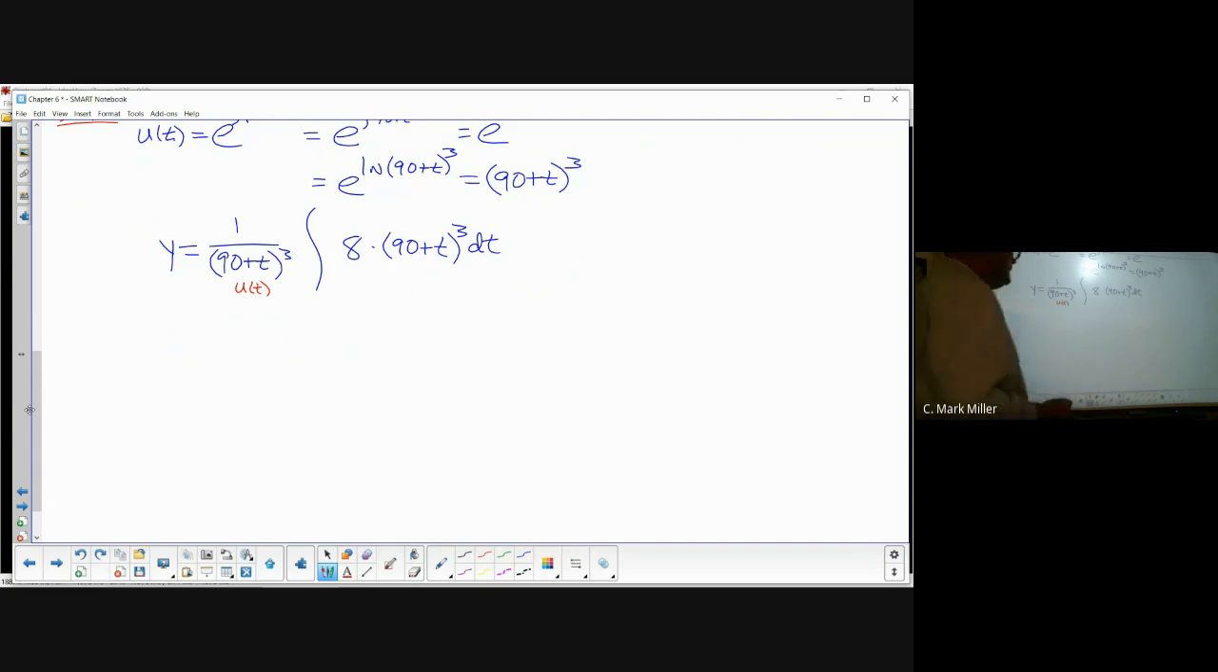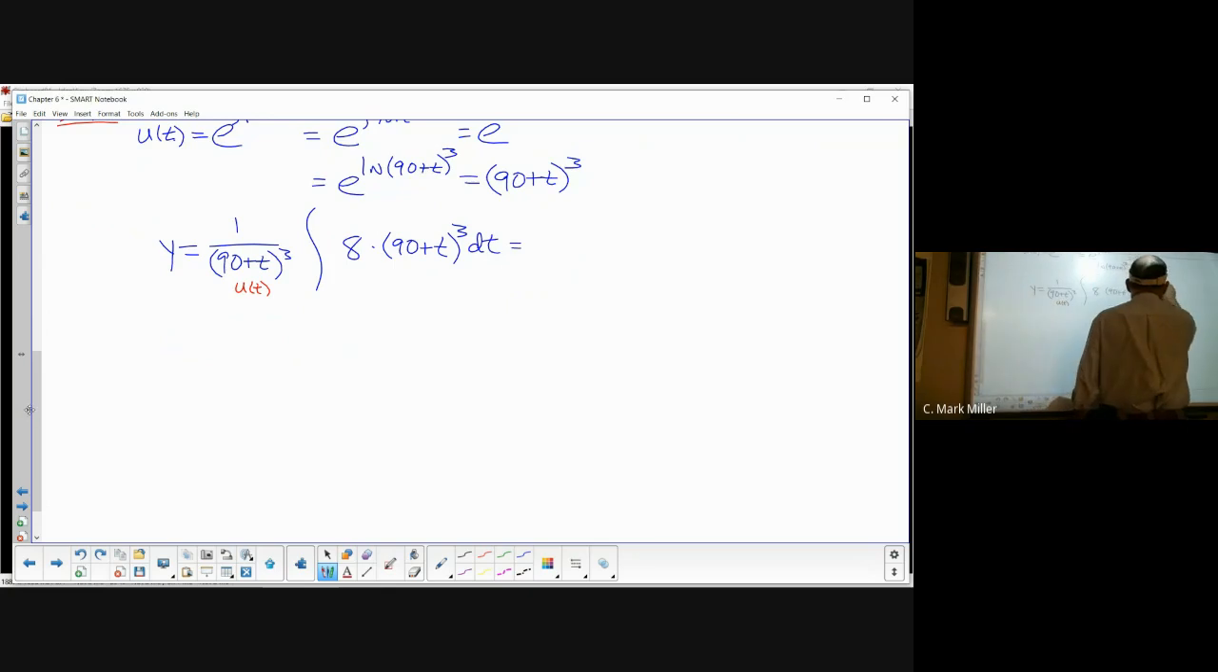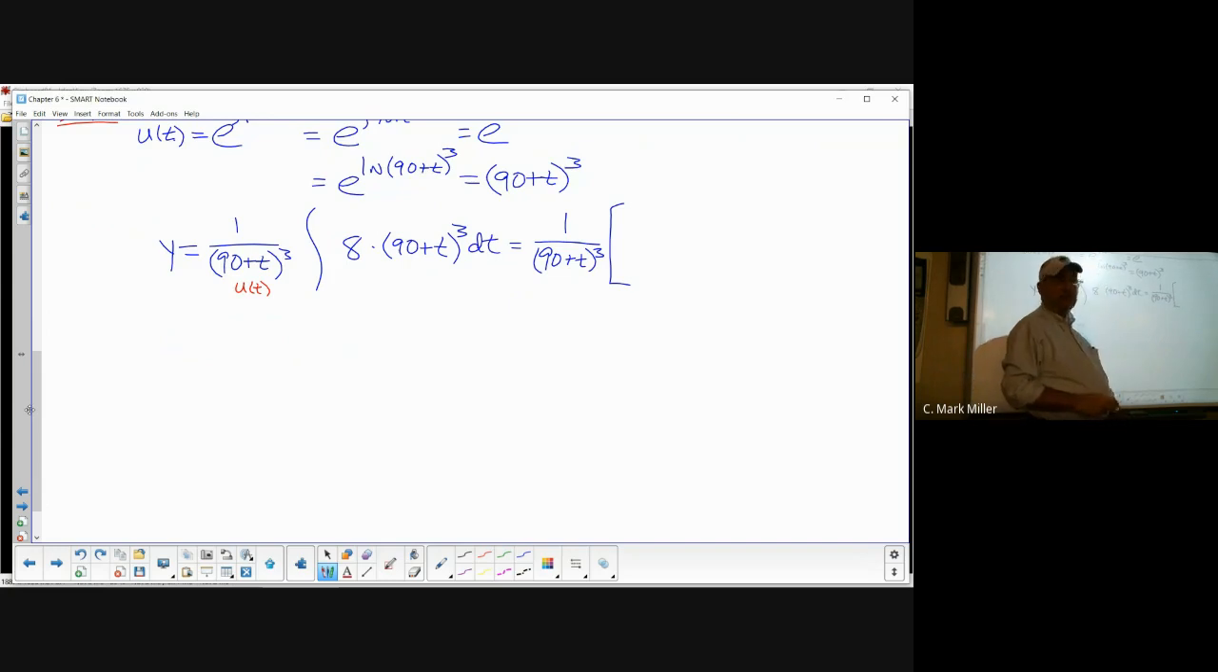So what's that going to be? 1 over 90 plus T cubed, brackets. Pop quiz. What's the antiderivative of that? This is a straight up U substitution. This is a U. Du is 1 dt.